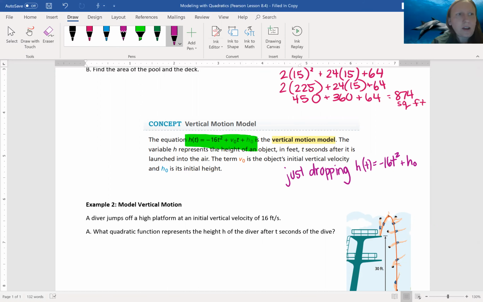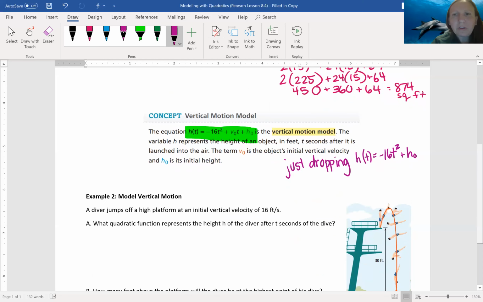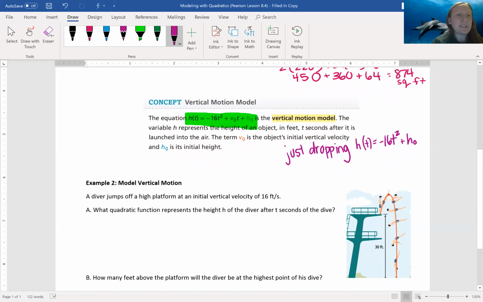Okay, so we are going to look at this example down here. Oh, and I did want to mention that that negative 16 is just part of this formula. It has to do with the effects from gravity, so I wouldn't read anything into it too crazy. You can probably do some research on it if you want, but this is just the formula that we're going to use. So example 2, vertical motion model.